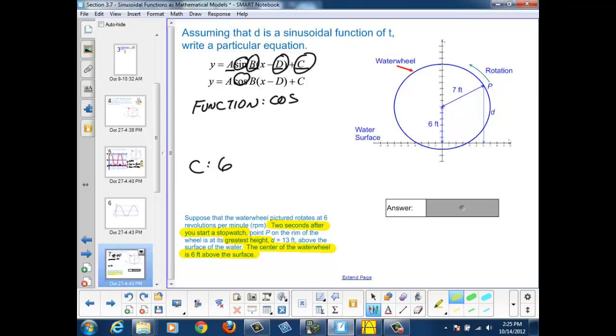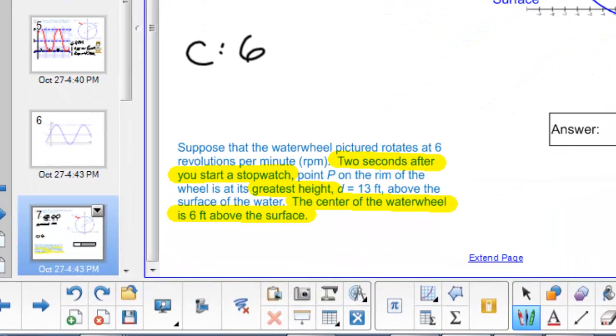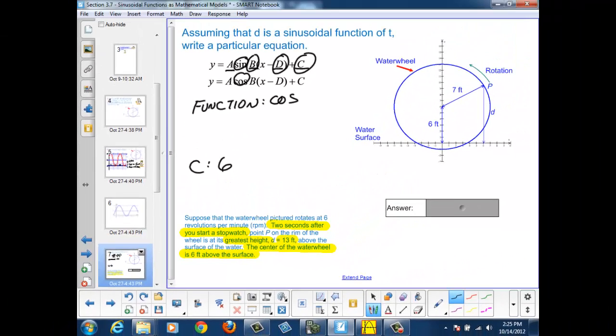The vertical dilation would be the distance from our sinusoidal axis to our upper or lower bound. Since we are at the top of our Ferris wheel, 13 feet above the surface of the water, and our sinusoidal axis is 6, then our amplitude would be 13 minus 6, or 7. Our period, we determined earlier, was 10 seconds.